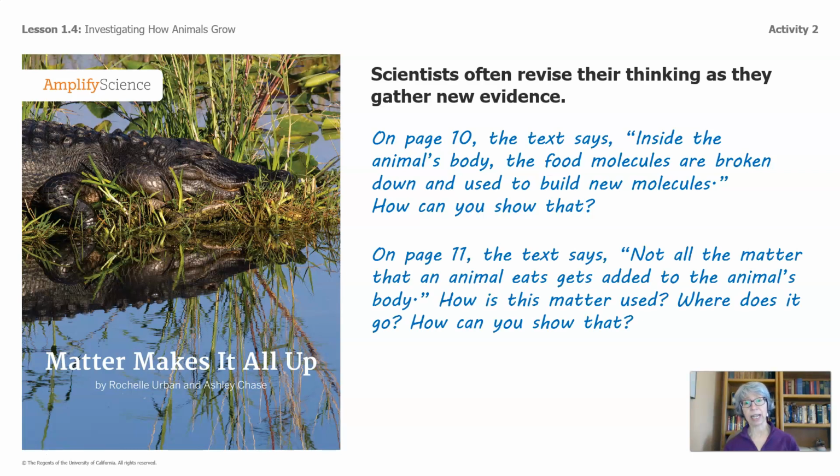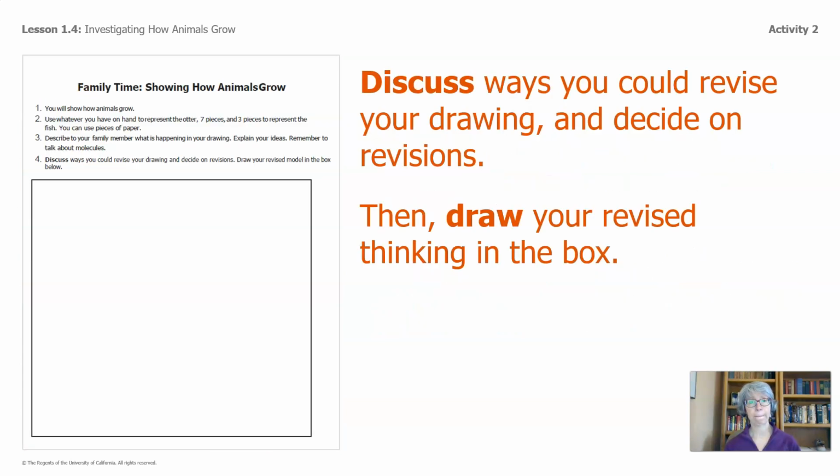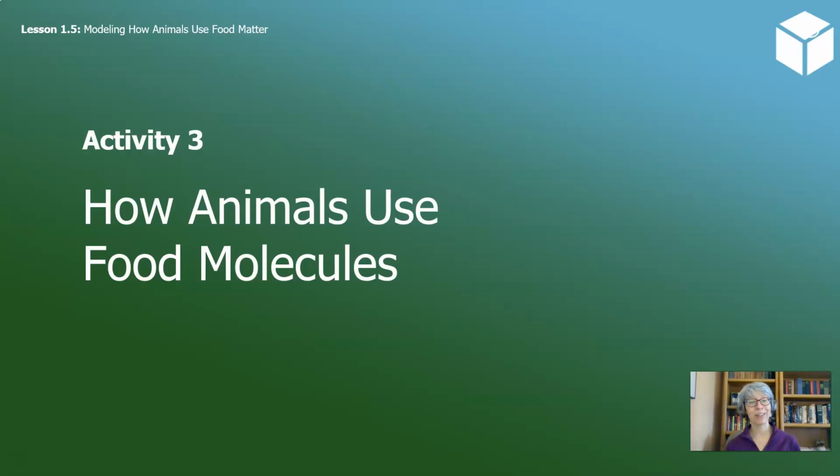And on page 10, the text says, not all the matter that an animal eats gets added to the animal's body. How is this matter used? Where does it go? How can you show that? Discuss the ways you could revise your drawing and decide on revisions. Then draw your revised thinking in the box. All right. At any time, you can pause this video and work on the questions that we've been asking, okay?